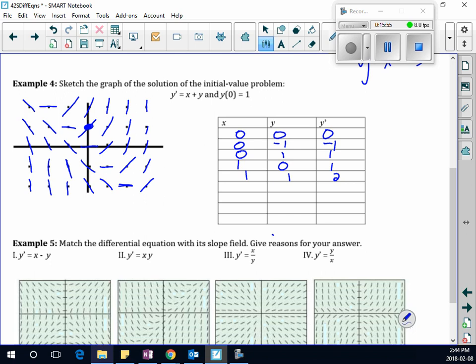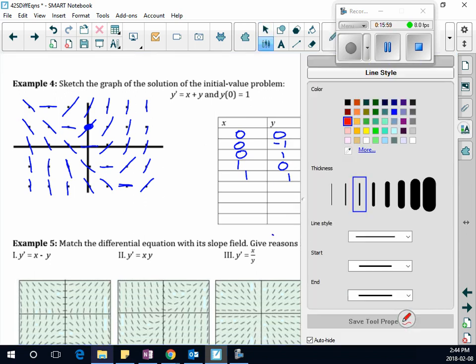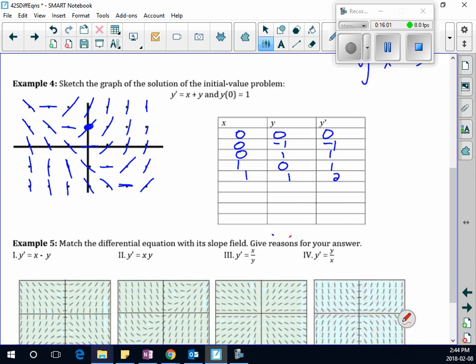Okay, so I'm going to use a different color pen here. What do you think it looks like here? Yeah, like one of those. It has to go through here, right? And so something like this. Yeah?